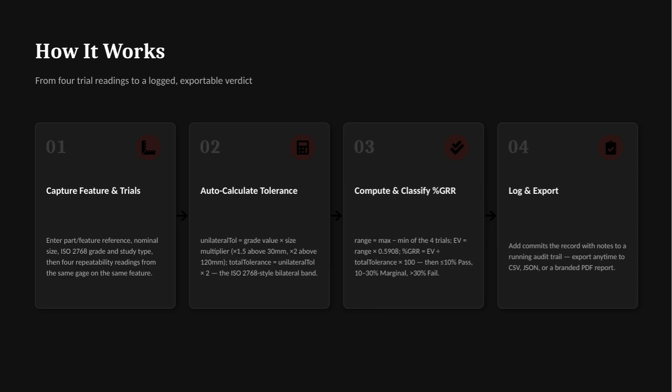Finally, you can log and export the results. Hitting Add saves the complete record, including all inputs, calculations, the verdict, and any notes, to an audit trail stored locally. This trail holds up to 50 entries and can be exported at any time in CSV, JSON, or a branded PDF report. The PDF includes a summary of marginal and fail counts, detailed record tables, and a compliance statement based on ISO 2768 and AIAG standards. This step-by-step approach ensures accurate measurement analysis and keeps a full audit trail for reporting and compliance needs.